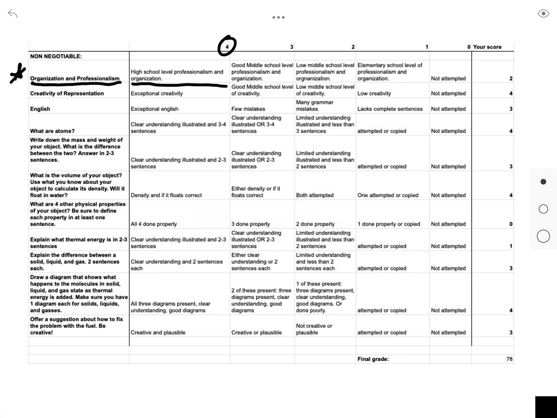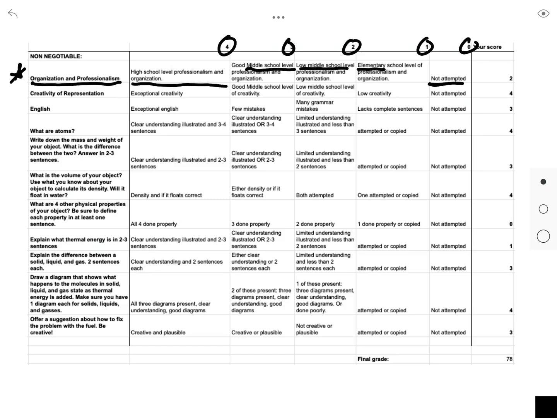You get a 3 if, in my opinion, it was like a good, solid middle school level of professionalism. You get a 2 if it's a low middle school level of professionalism, like not very professional. A 1 if it's just really kind of elementary. And it's kind of impossible to get a 0 for organization because every project's at least a little organized, but there's the 0 column for you.